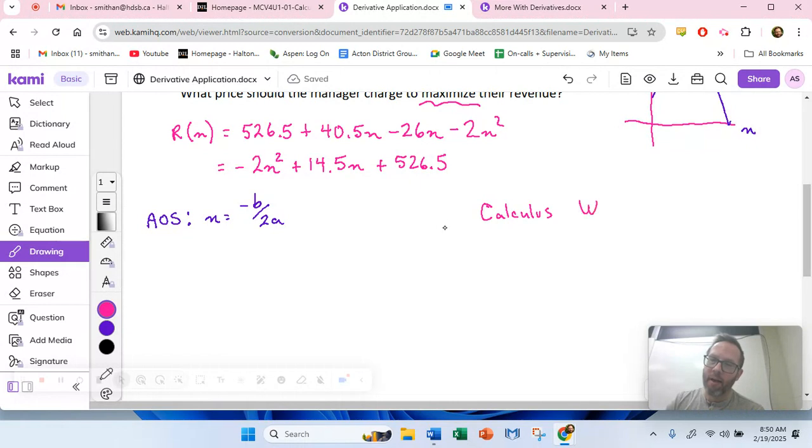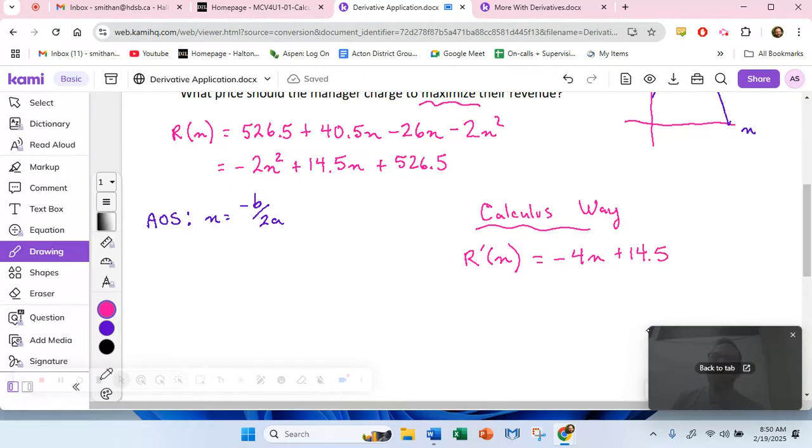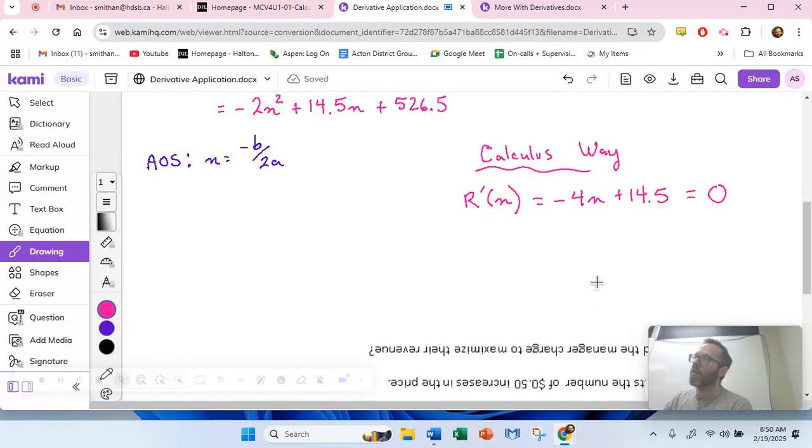and then I'll come back to the grade 10 way in a second to verify our answer. So the calculus way, and you guys now have the tools to find the derivative quickly and efficiently. So the derivative of our revenue function, we just bring down the 2, multiply it by negative 2, negative 4n. And then the derivative of 14.5n is just 14.5. And then the derivative of 526.5 is 0. So that's the derivative. And we'll just set that equal to 0. And that's just a linear equation to solve for 0. No big deal.